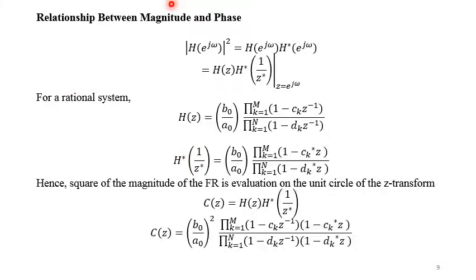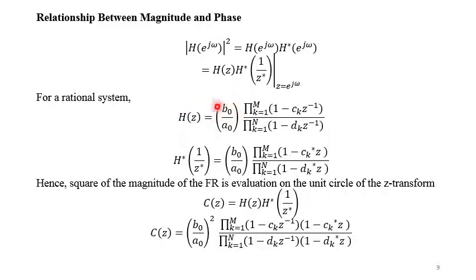So we have the square of the magnitude of the frequency response evaluated on the unit circle. Thus we can express C(z) = |H(e^{jω})|², and this is equal to H(z) H*(1/z*). By putting in the values of H(z) and H*(1/z*), we get this equation. I hope that's again straightforward, because we are just multiplying them.